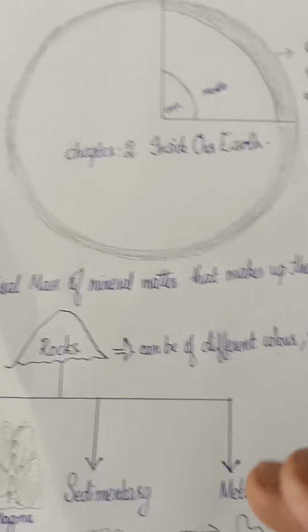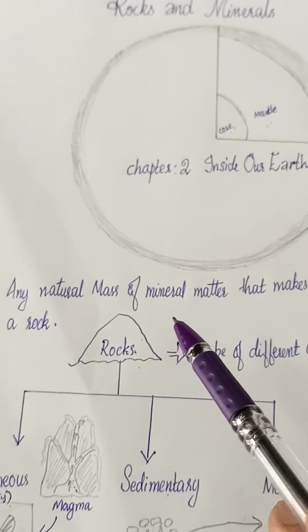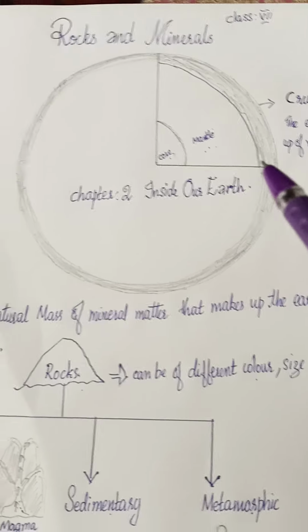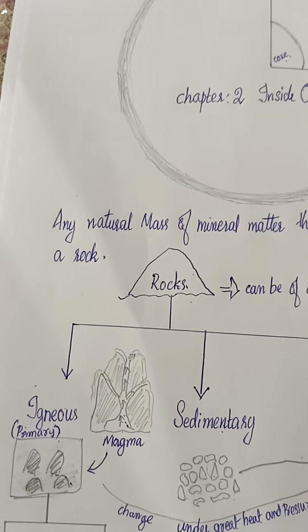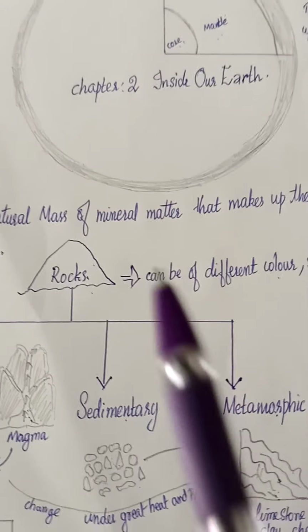I hope you understood what the crust is and what a rock is. The crust is made up of rocks, and there are different types of rocks and ways they are formed. I hope you understood it very well.